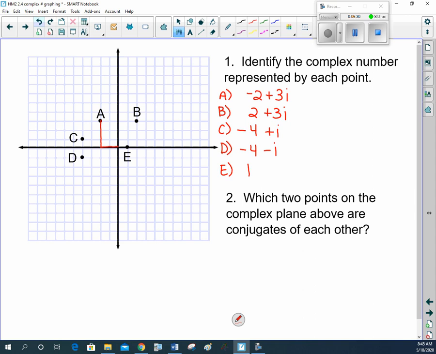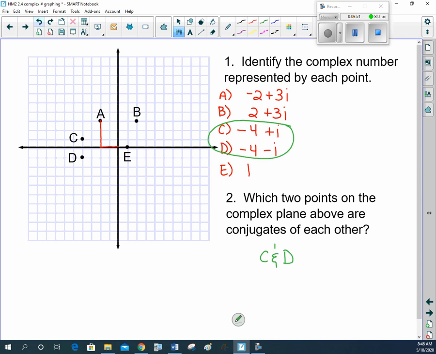Then here it says which 2 points on the complex plane are conjugates of each other. Well, if you look up here where we actually wrote them out, you can see that C and D, the imaginary parts, are opposite in sign. So C and D are the conjugates.